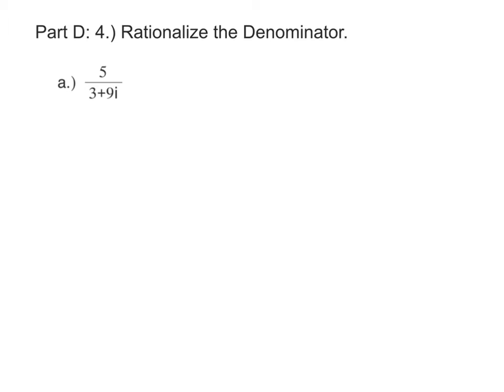The phrase rationalize the denominator means get the square root out of the denominator. And right now we do have a square root in that i. So in order to do that, we have to multiply both the numerator and the denominator by the same thing, that being the conjugate, 3 minus 9i, of the denominator.